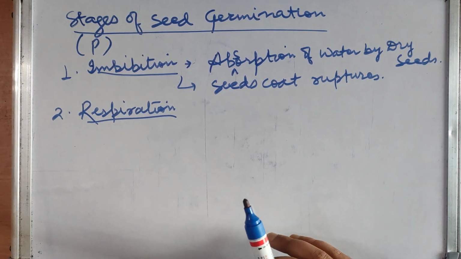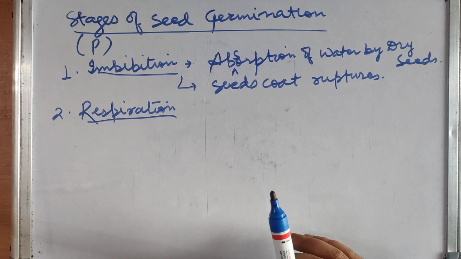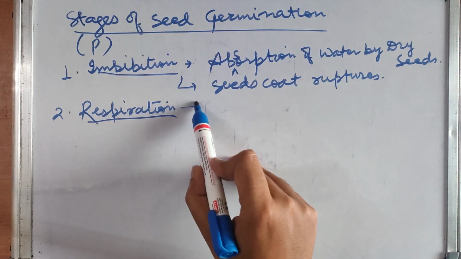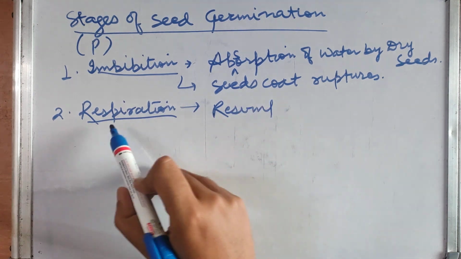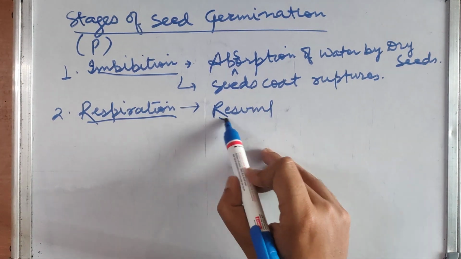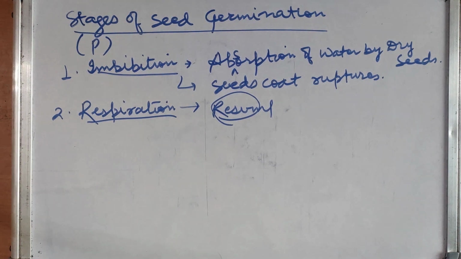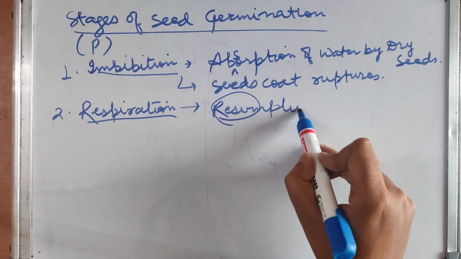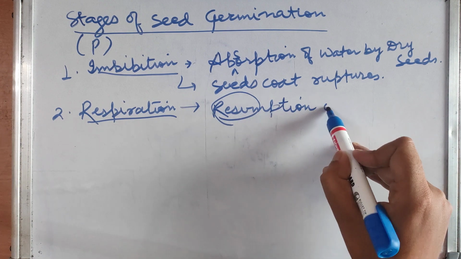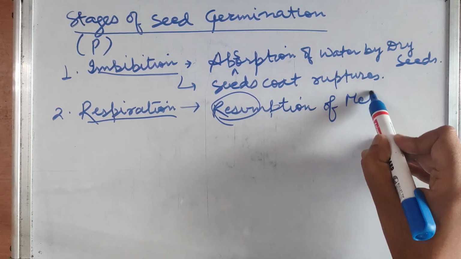Now the second step is respiration. After imbibition, there is resumption of metabolic activity. And what is respiration? It is a metabolic activity, resuming the metabolic activity of the seed, which was there previously in the parent plant.